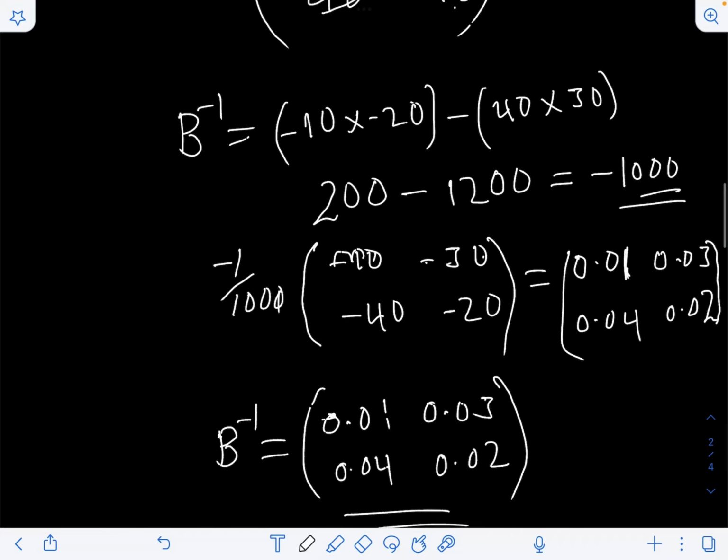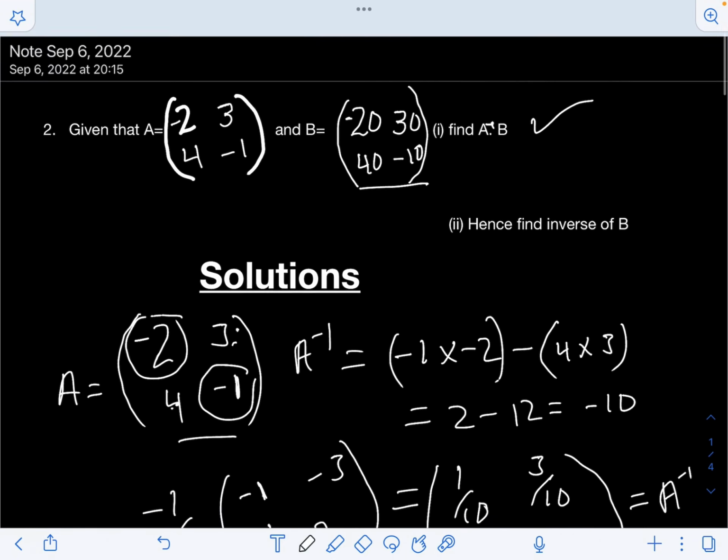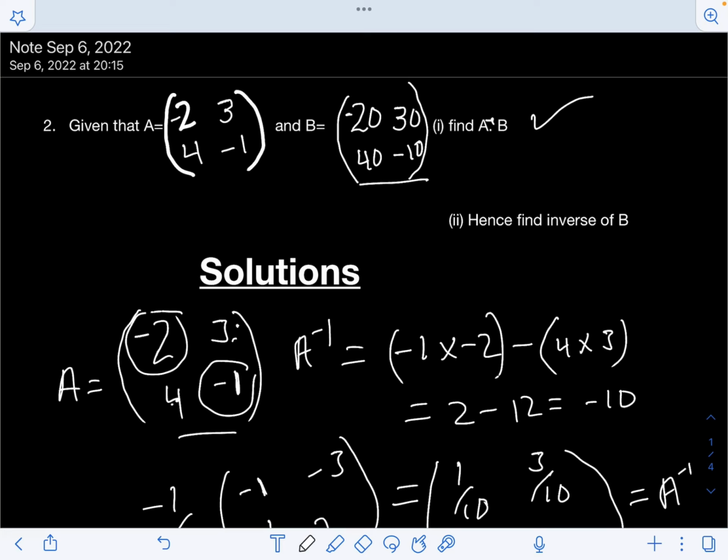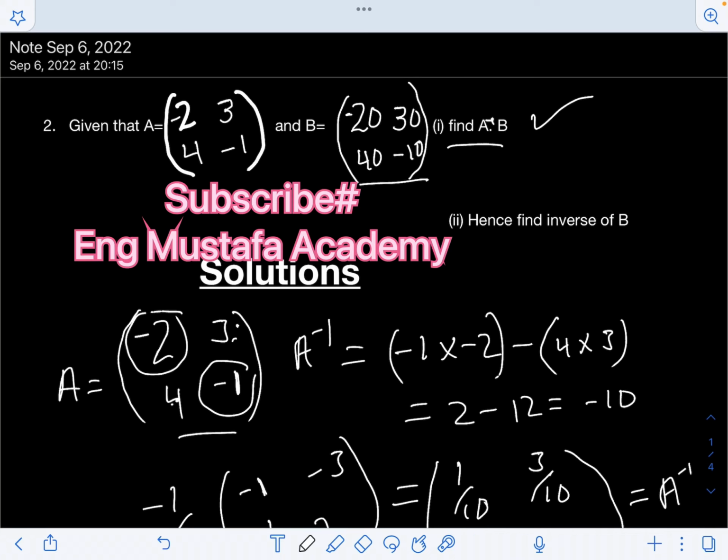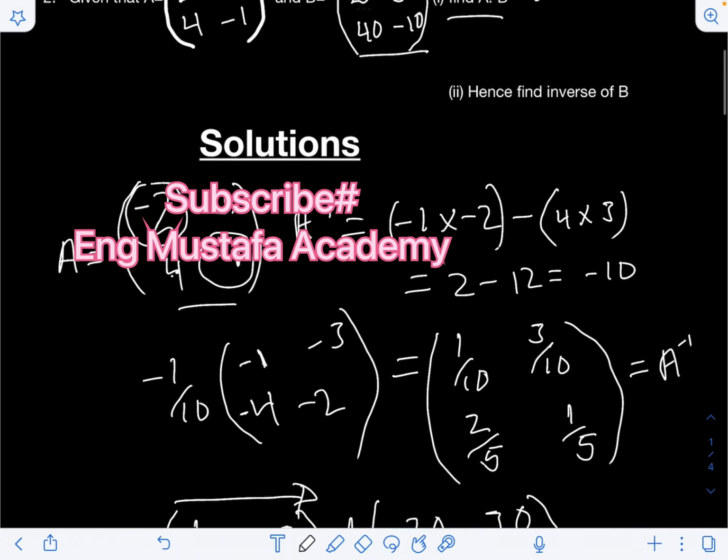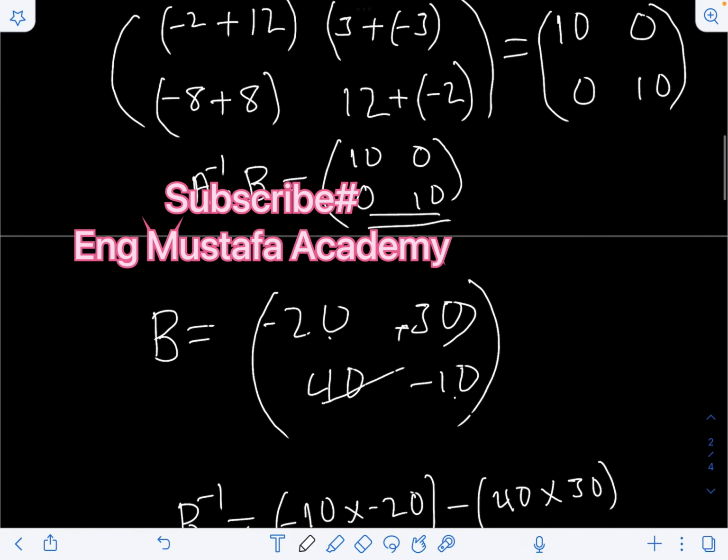So we have done our questions here. The first one was find the inverse of A times B. The second one was find the inverse of B. So this is the second question that we have done.